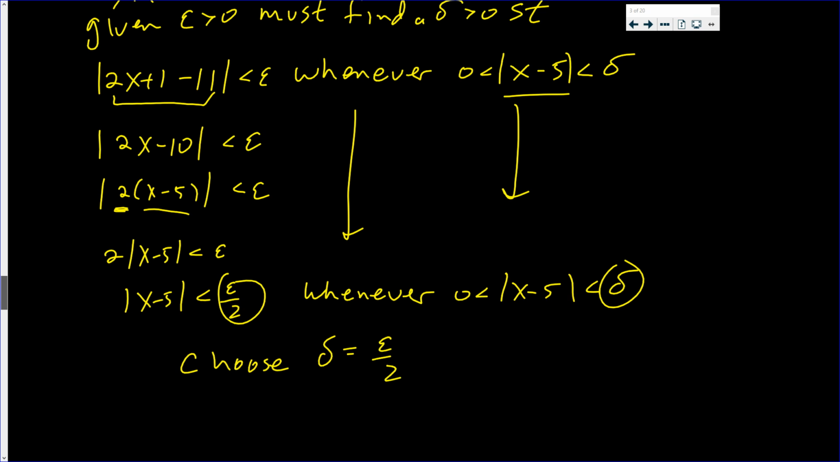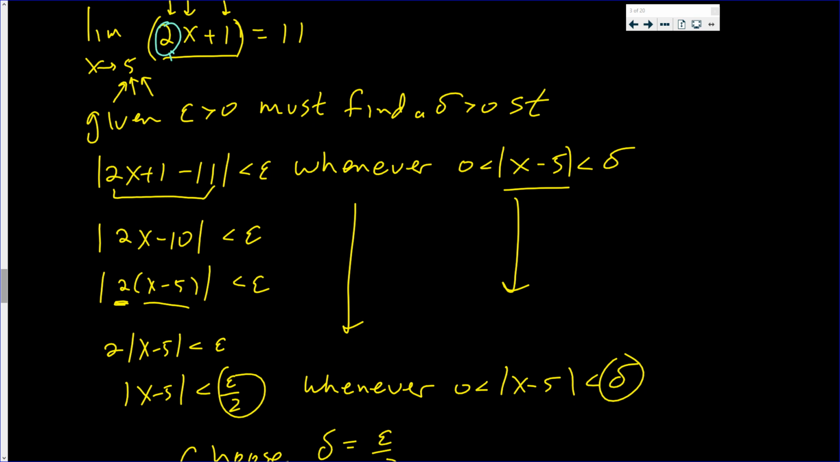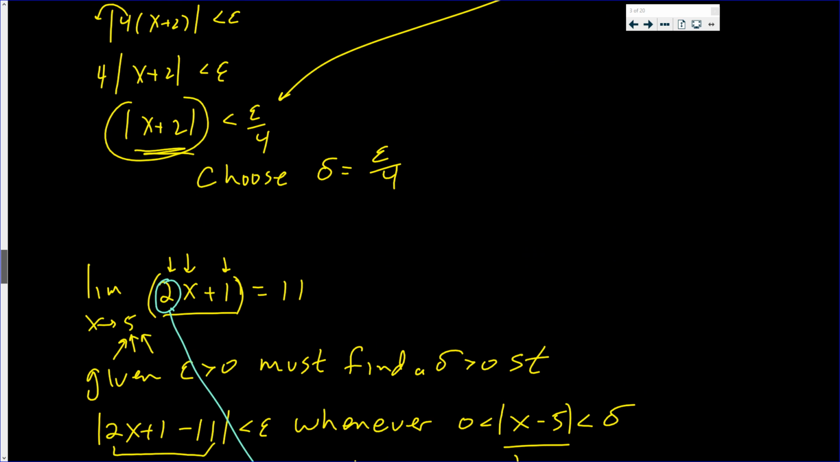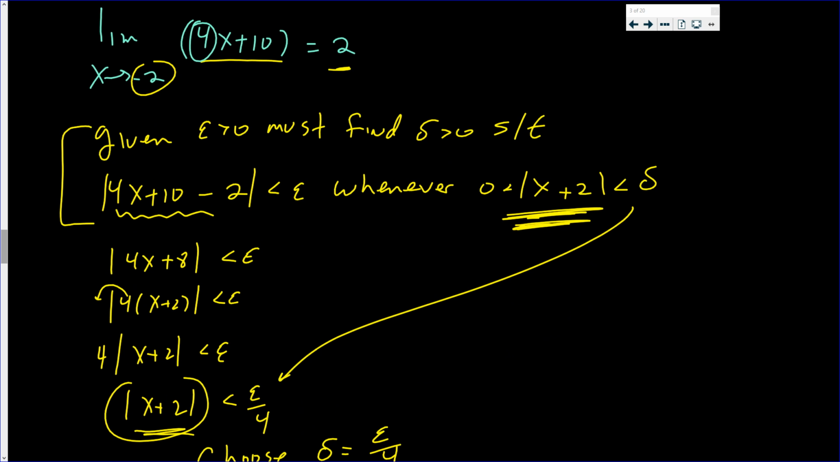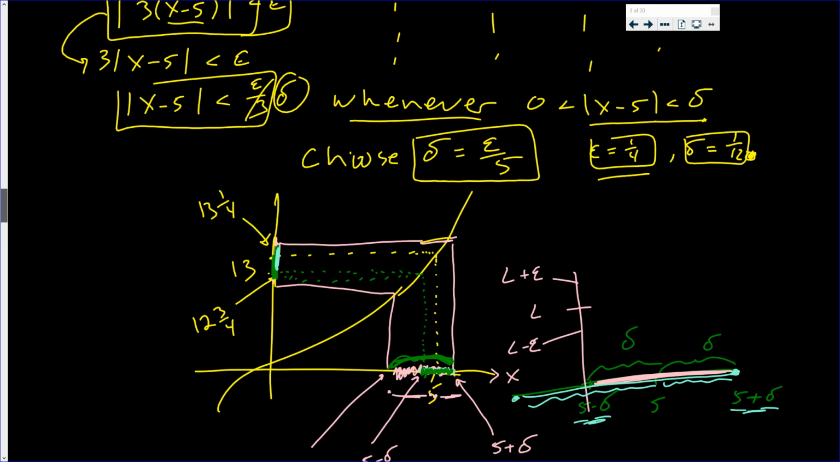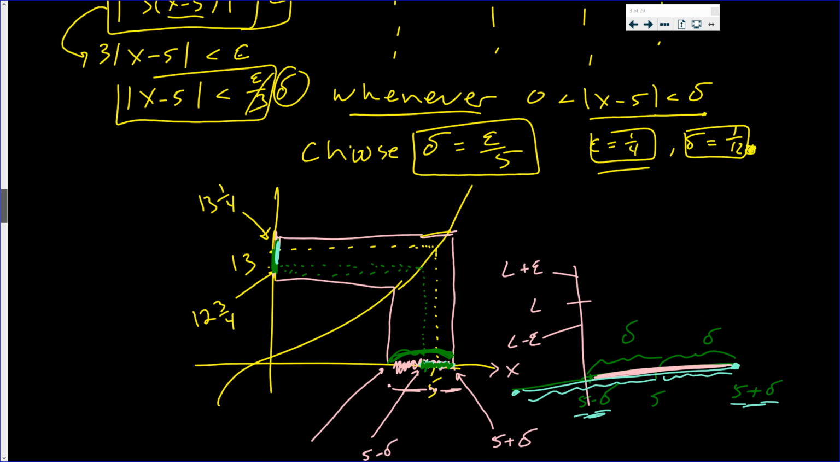And if you notice the pattern, we've only been dealing with lines. When the slope was 2, we chose delta to be epsilon over 2. When the slope was 4, we chose delta to be epsilon over 4. If I did any other lines, when the slope was 3, delta should be epsilon over 3.